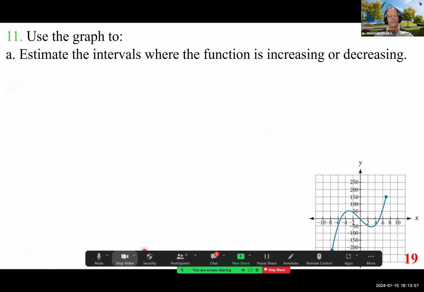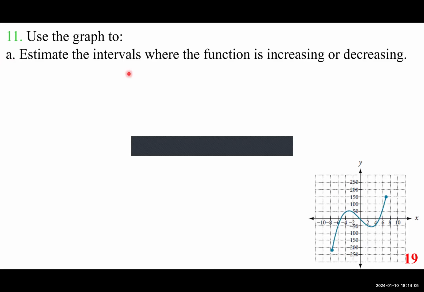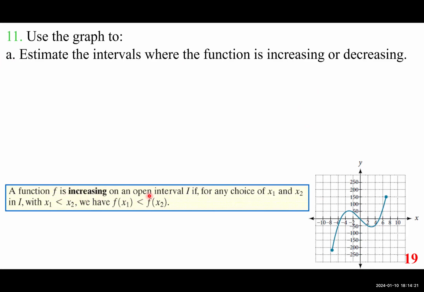All right. We are going to look at this very simple example and estimate the intervals where the function is increasing, decreasing, and so forth. The graph is given, as you can see. So let's look at some definitions. A function f is increasing on an open interval I if for any choice of x1 and x2 in I, with x1 being less than x2, we have f(x1) less than f(x2).